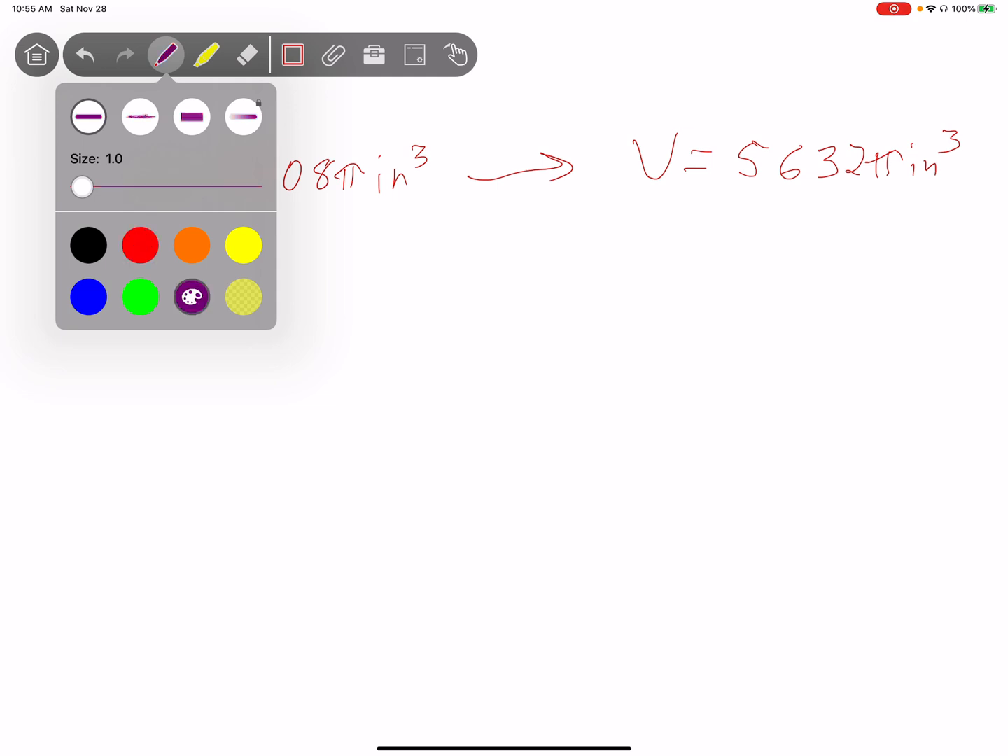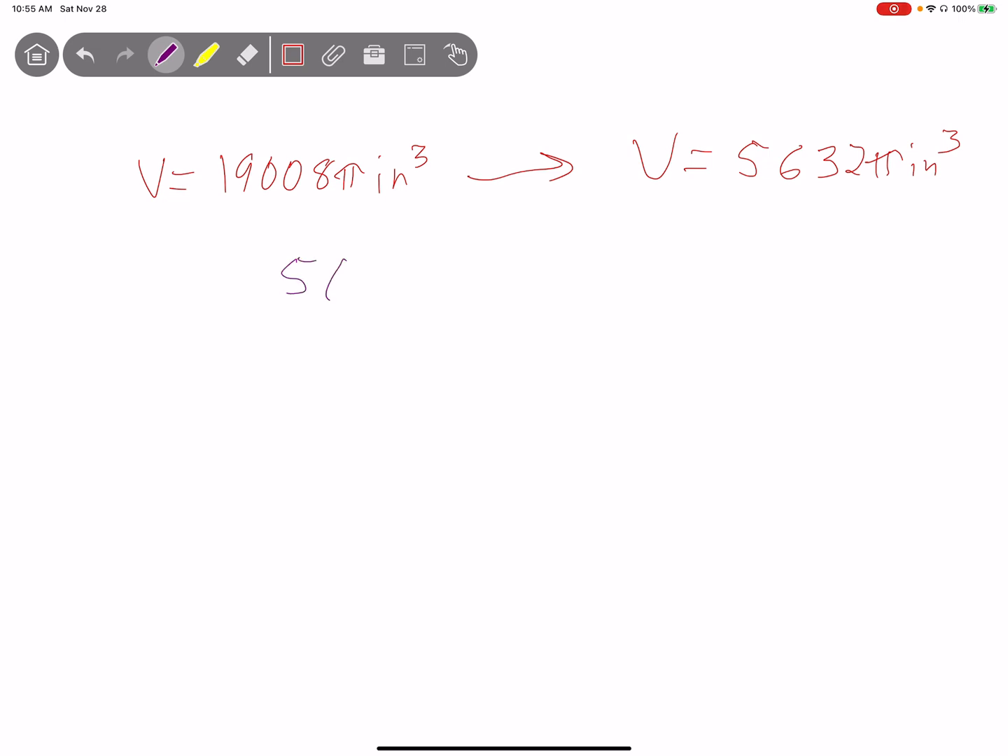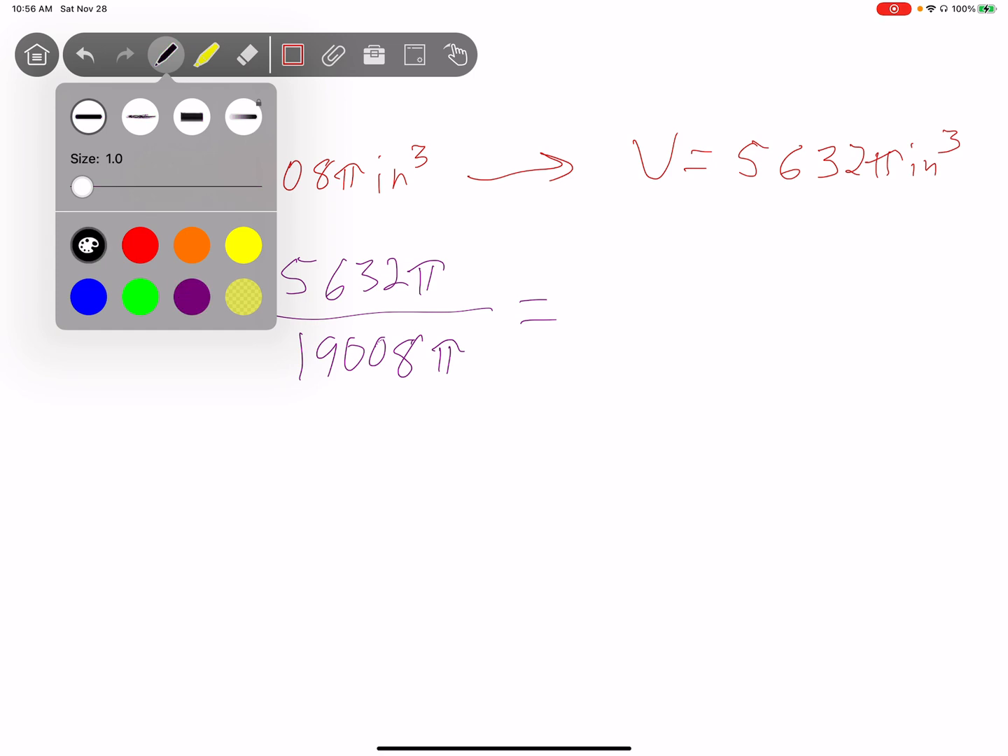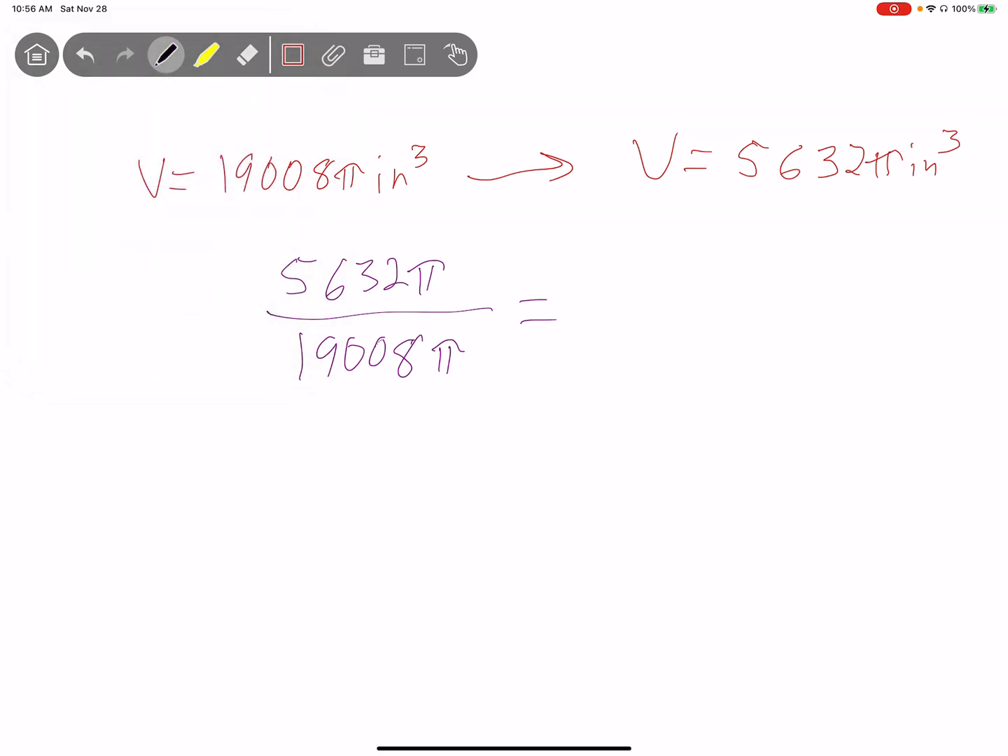So let's do that. We're going to take 5,632 pi, put it over 19,008 pi. Well, here's the beauty of using pi in both of these. They cancel each other out. Pi divided by pi is just 1, so these cancel out.